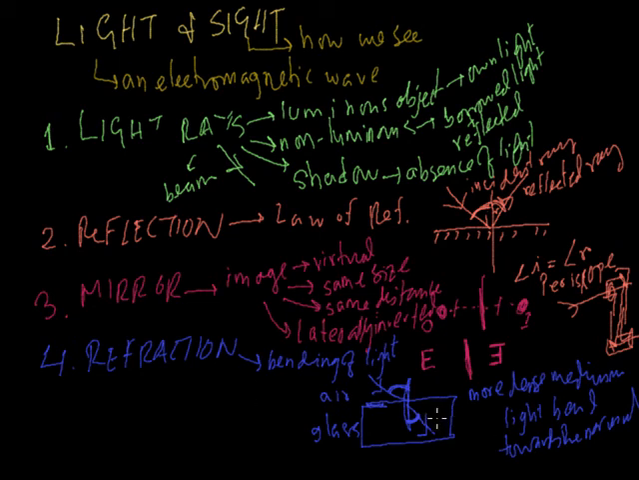So when it comes out on this side, again it will bend away from the normal. So this and this will be parallel. So this ray and this ray will be parallel.